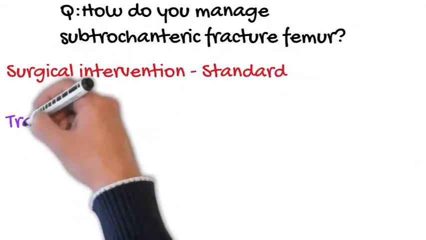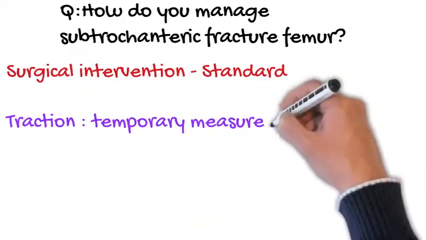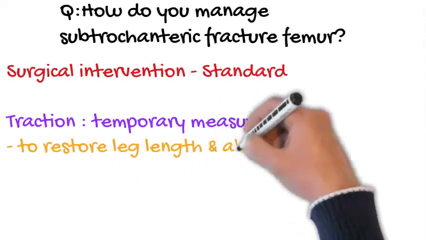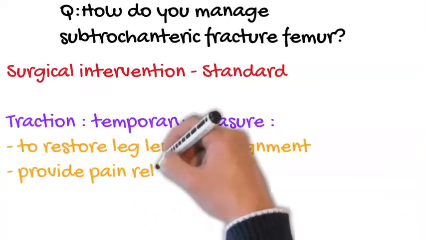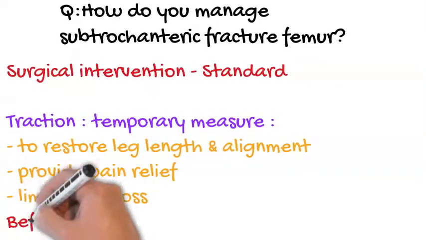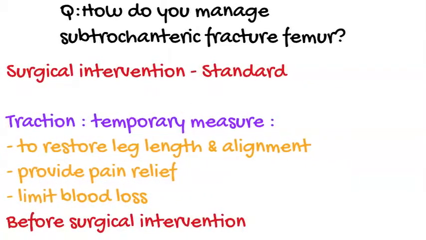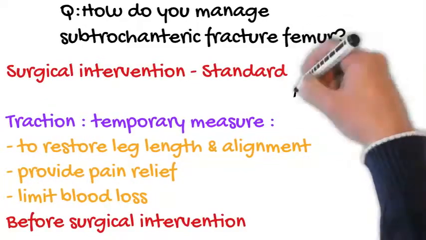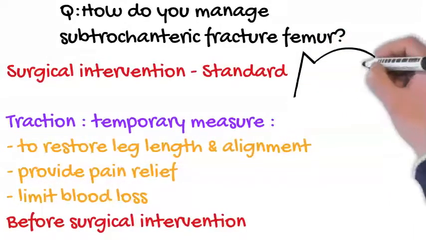Surgical intervention is a standard procedure. Traction is just a temporary measure. We can use a skin traction or skeletal traction. The aim is to restore the leg length and alignment, provide pain relief, and limit blood loss before any surgical intervention could be done or while awaiting surgery.